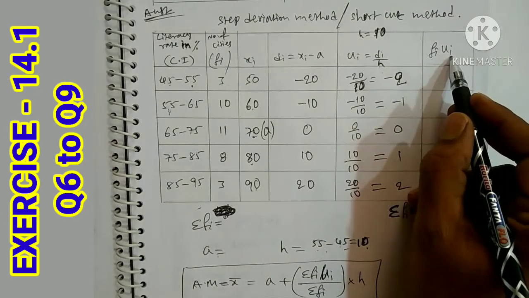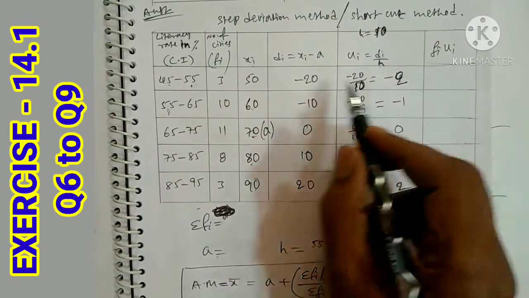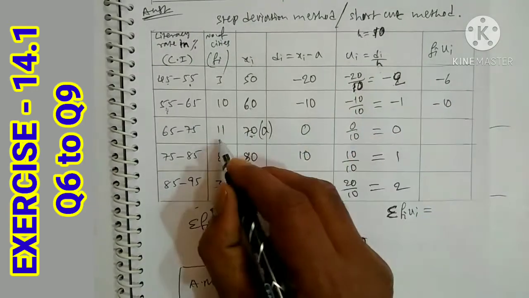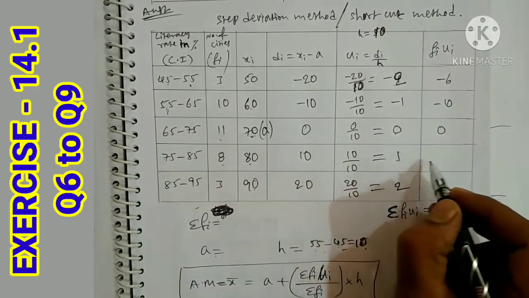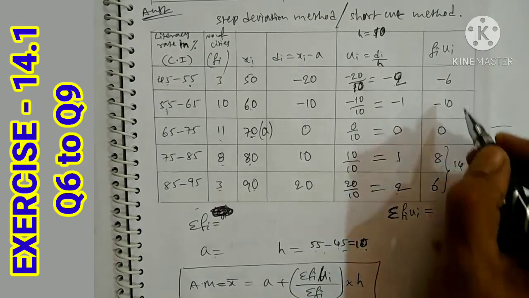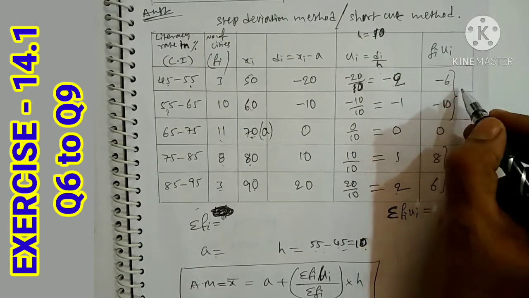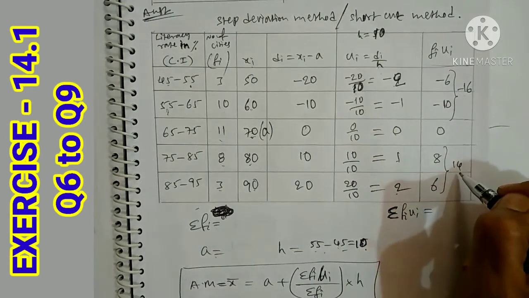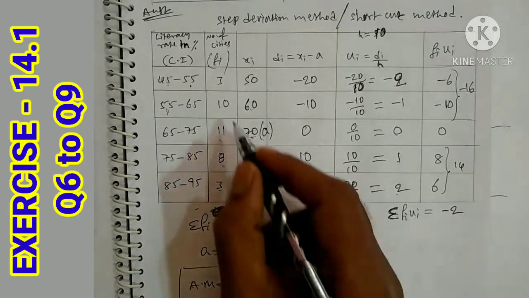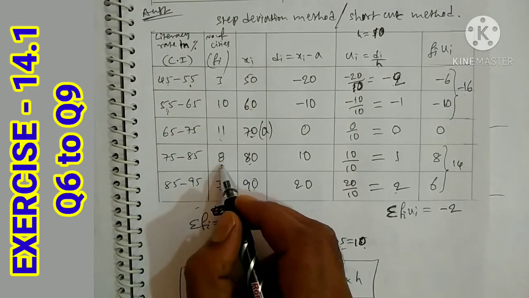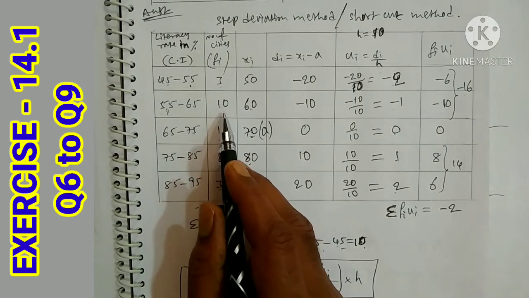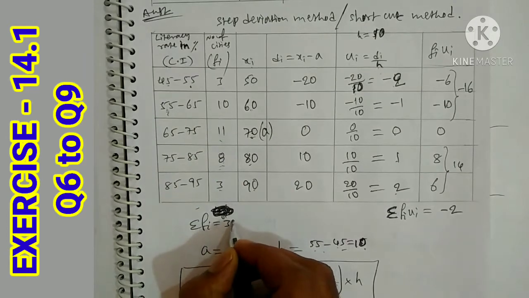Now you find the fi into ui. Fi value is 3, ui value is minus 2. 3 2s are minus 6. 10 into minus 1 is minus 10. 11 into 0 is 0. 8 into 1 is 8. 3 into 2 is 6. Addition of positive numbers is 14. Addition of negative numbers is minus 16. Minus 16 plus 14 is minus 2. And this total is 8 plus 3 is 11. 11 plus 11 is 22. 22 plus 10 is 32. 32 plus 3 is 35.